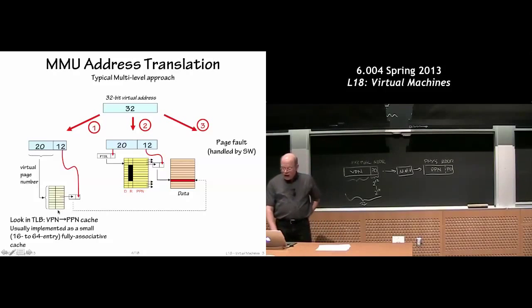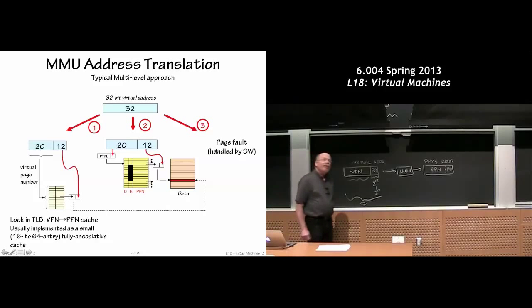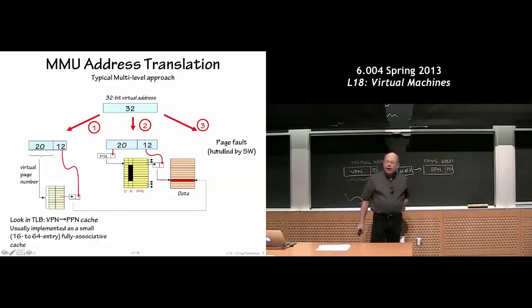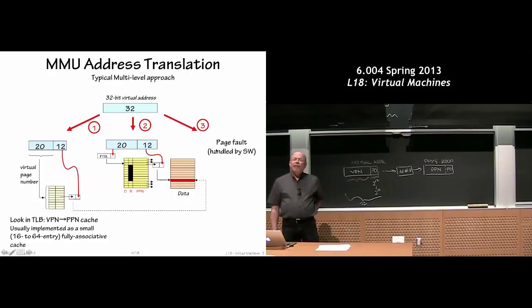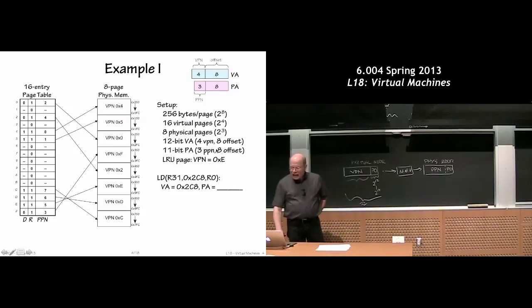Okay, and then finally, if the page is not resident, if the R bit is off, then what we need to do is, as we described last time, deal with this problem of not having the page physically resident in memory. So now we'll read it in from disk. So let's go through some quick examples.